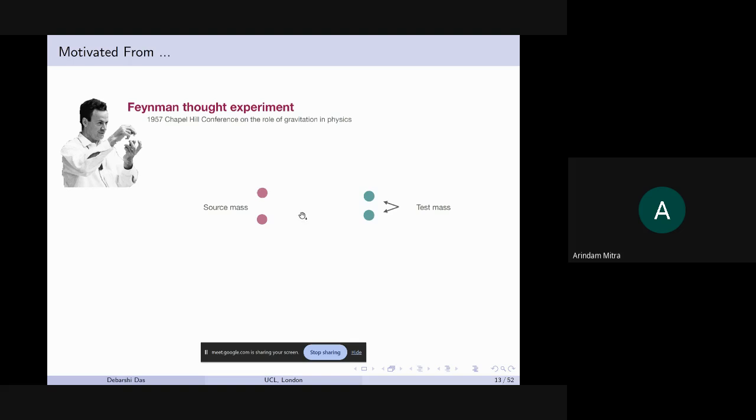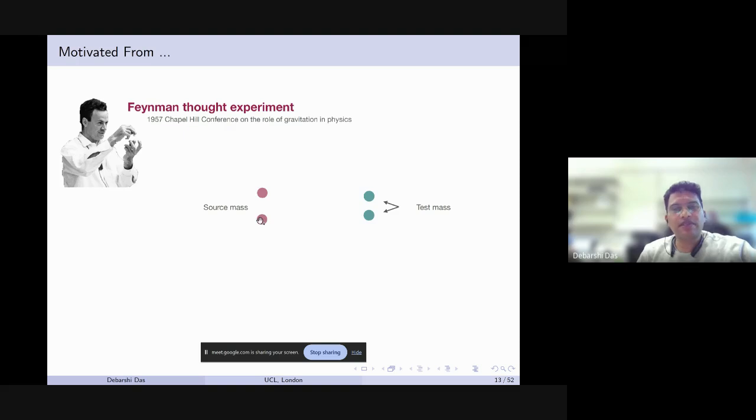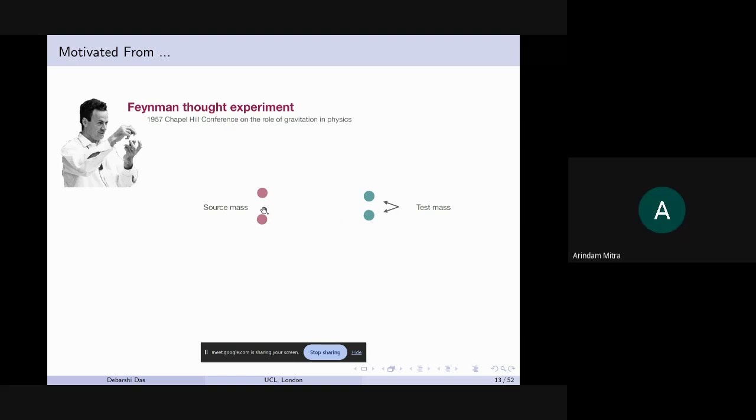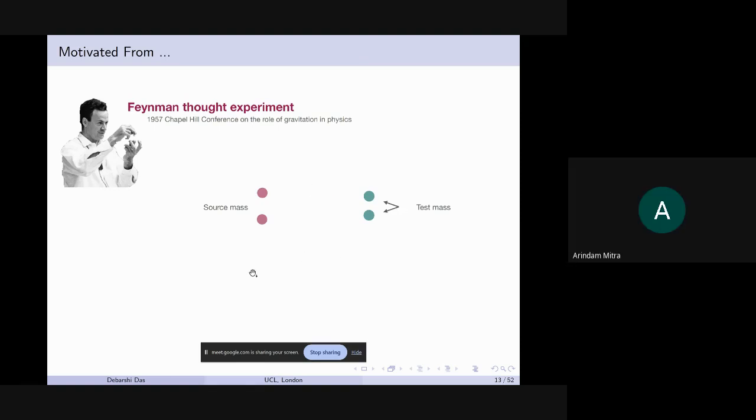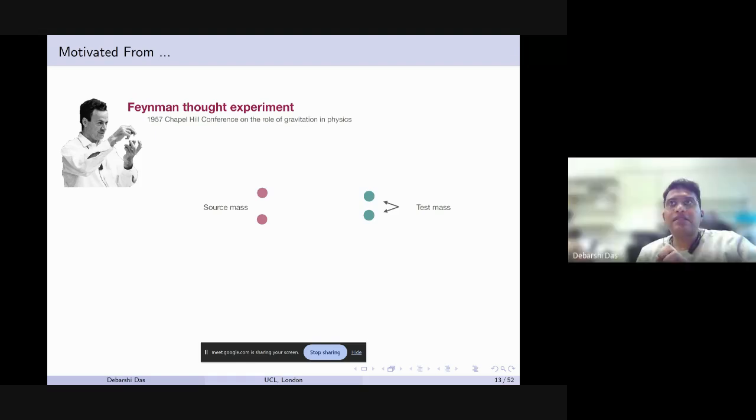Because in spite of creating this spatial superposition of the source mass, if the space-time or gravity is classical, that means the space-time is not in superposition, then the test mass will go either through this direction or through this direction. Okay, I understood. So creating superposition of mass is not sufficient for creating superposition of space-time.